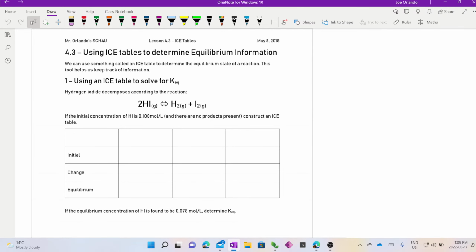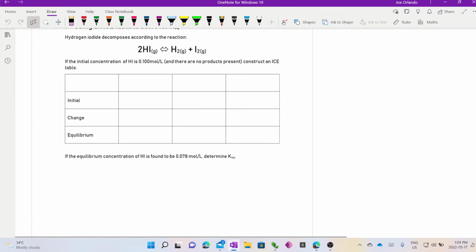So let's take a look at this. We can use something called an ICE table to determine the equilibrium state of a reaction. This tool helps us keep track of information. So for a lot of reactions, you can just go online and look up the equilibrium constant or whatever. In this case, we're going to find Keq. Does that make sense?